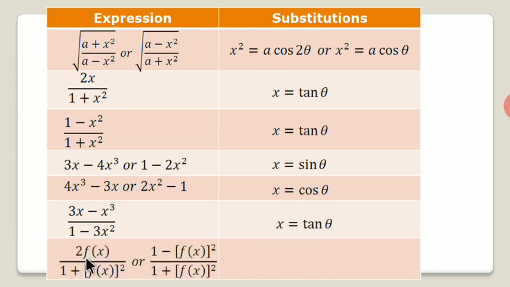When the expression is 2 f of x upon 1 plus f of x square or 1 minus f of x square upon 1 plus f of x square, we observe here, if we replace f of x as x, it becomes this or this type. And in both the cases, we substitute x as tan theta. And here x is what? f of x. So here we use the substitution f of x as tan theta. And these are some standard substitutions. These are used to solve the examples.